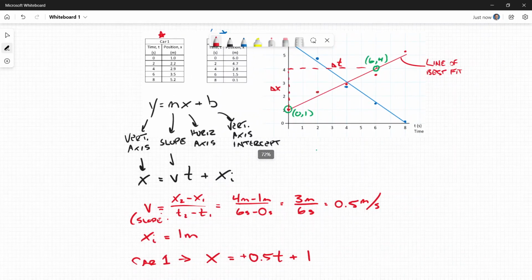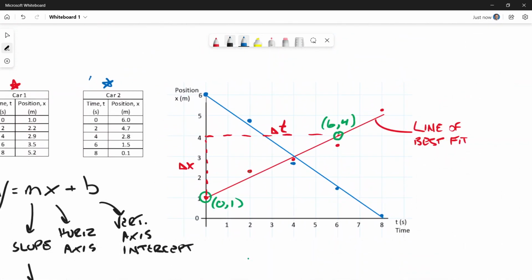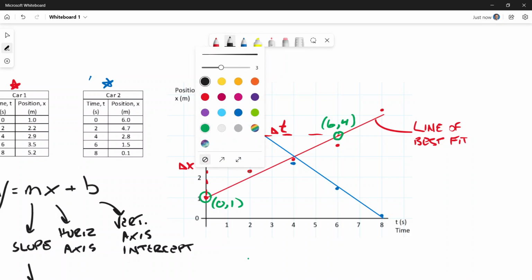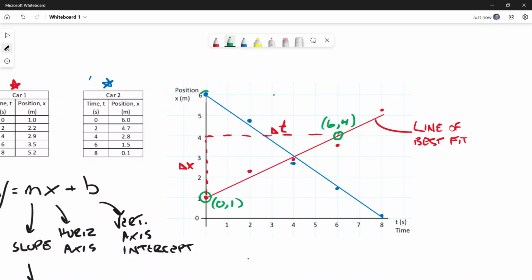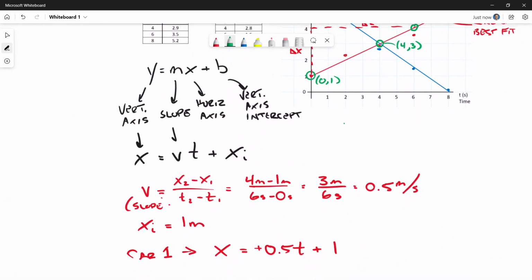Well, let's do the same for car 2. Car 2, let's pick 2 points on that line. And if I'm zooming in here, I see that I have 1 point I can use right here. This is a point of 0,6. And once again, none of the data perfectly fits on that line. Some are close, but let's pick one that's actually on it. It looks like right here we can use this point that is 4,3, a time of 4 seconds, a position of 3. All right, so if I find the velocity of the blue line, I'll use those 2 points.